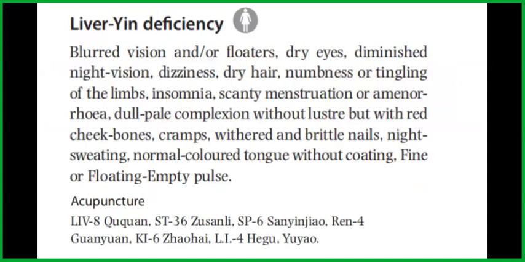When there's liver yin deficiency, the blurred vision and/or floaters will be accompanied with dry eyes, diminished night vision, dizziness, dry hair, numbness or tingling of the limbs, insomnia, scanty menstruation or amenorrhea, dull pale complexion without luster but with red cheekbones, cramps, withered and brittle nails, night sweating, normal colored tongue without coating, and the pulse will be fine or floating empty. The acupuncture points are liver 8, stomach 36, spleen 6, Ren 4, kidney 6, and Li 4.